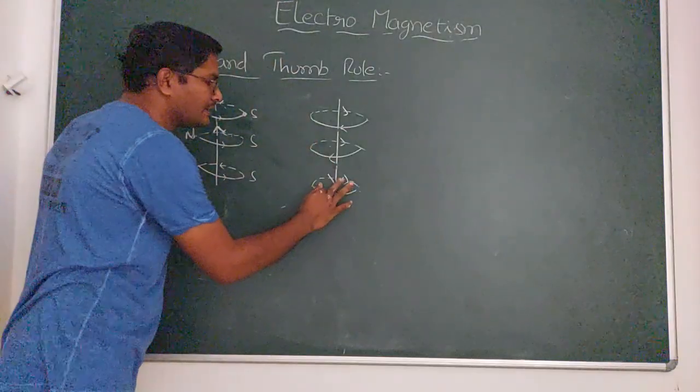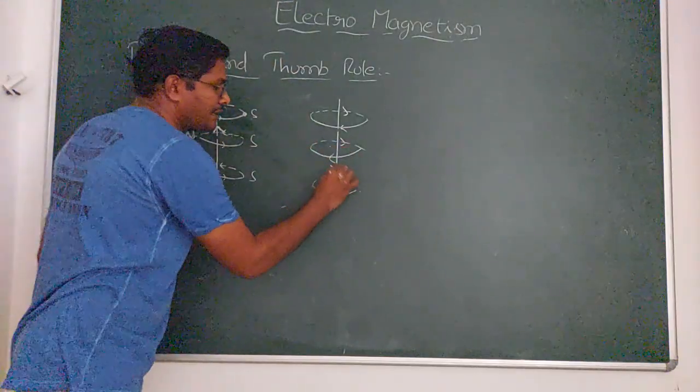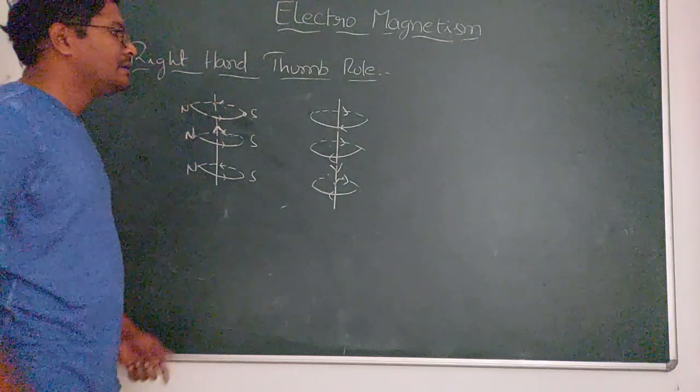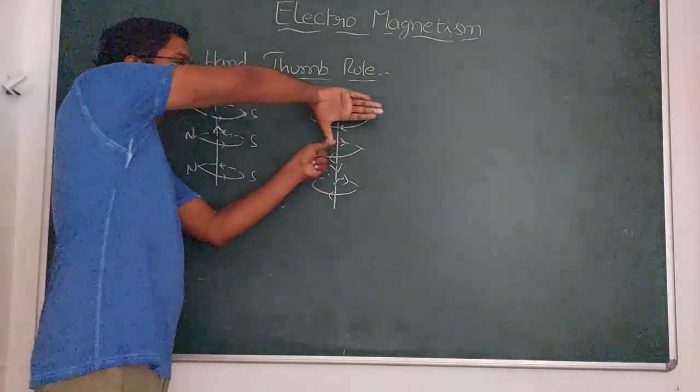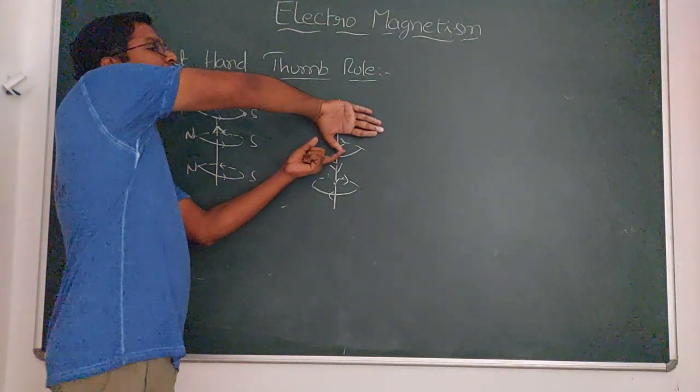When the current is in the downward direction, okay, so where the lines are moving away. So now this is the direction of the current, which is in the downward direction, and fingers are moving away here.